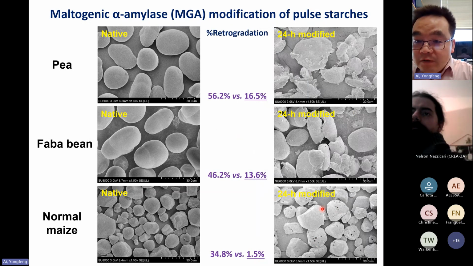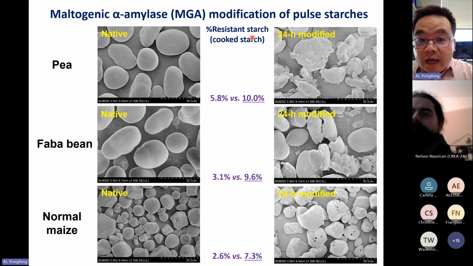Actually, after this modification, one very interesting result I want to share with you is you can see it significantly reduced the retrogradation of all the starches. For the pea starch, it reduced from 56% to 16%, and then for the faba bean from 46 to 14%. Then for normal maize, it reduced from 35 to 1.5%. Another very interesting result is when we look at the resistant starch content, this modification can significantly increase the resistant starch content of all the starch samples even after cooking.